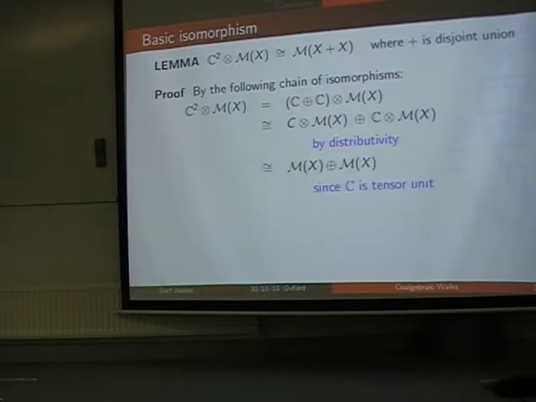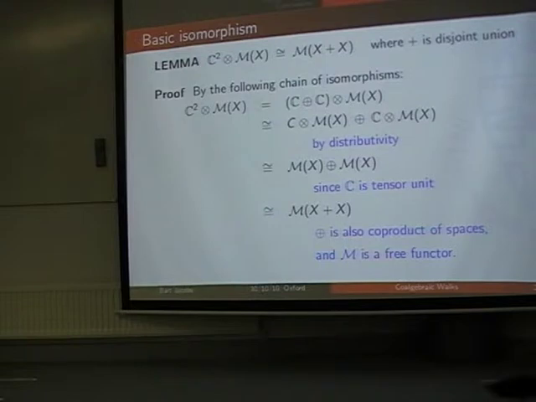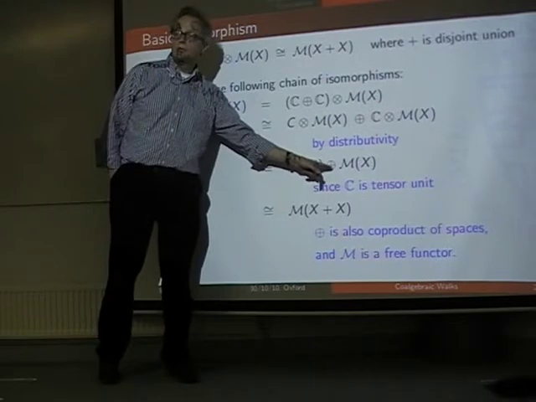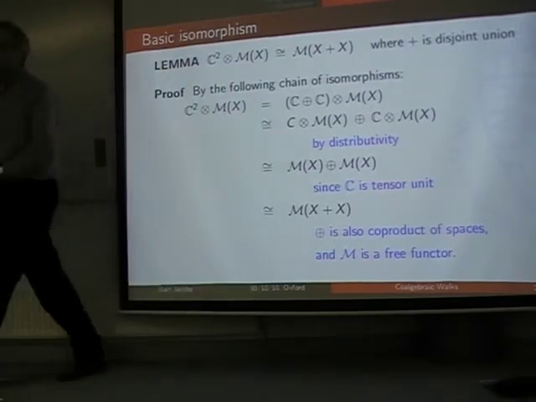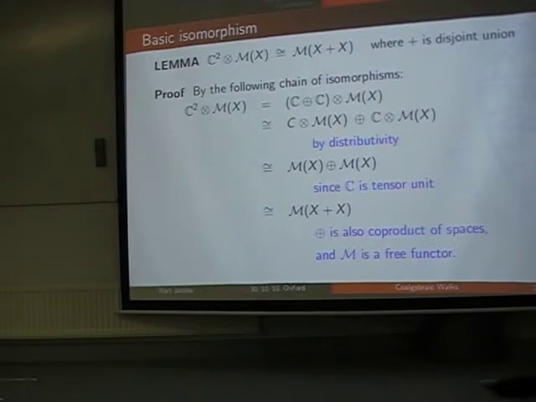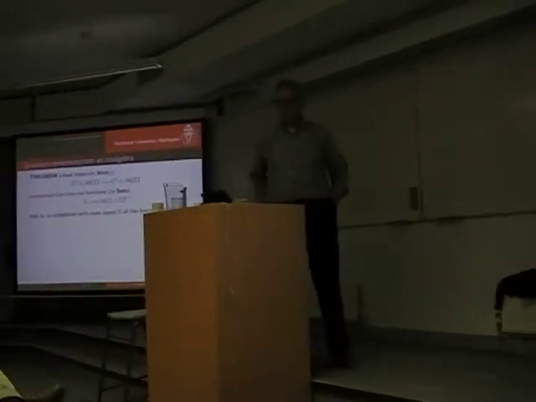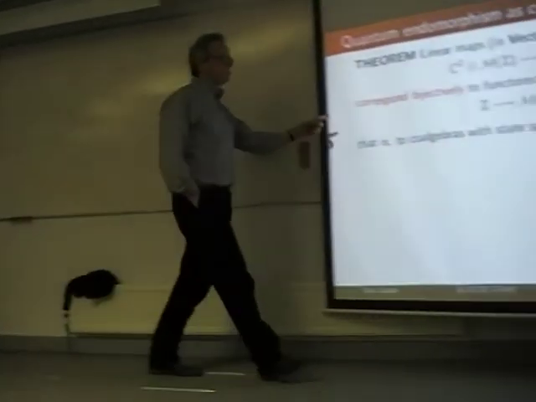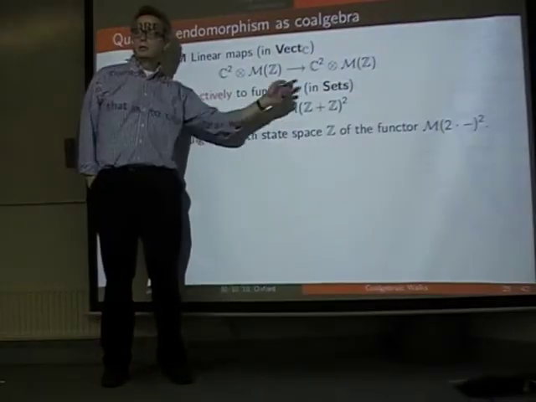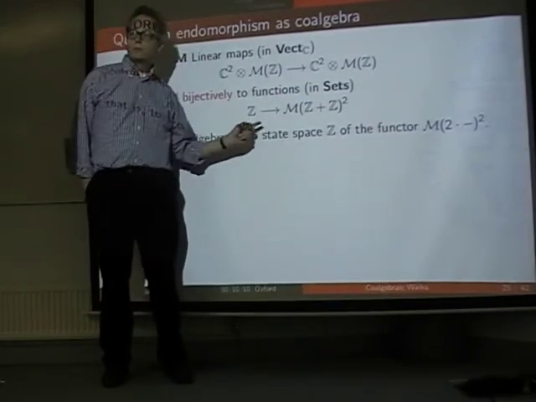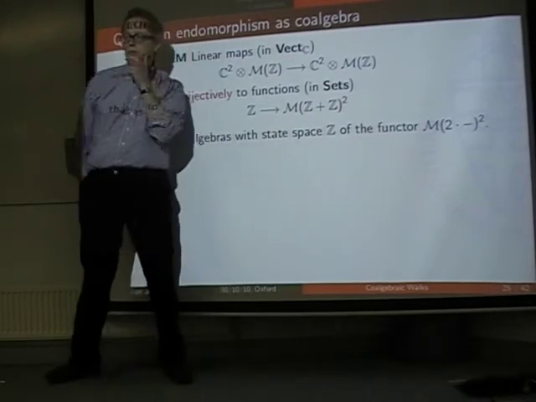Now C is the tensor unit, so it becomes this. Now the next step is M is a free vector space functor, so M preserves coproducts. And so M of this will be the coproduct in vector spaces, but plus is also a coproduct. So we get this simple description. It's very basic, but it simplifies matters a lot. Because the main theorem now is that endomaps of this form, remember this is the style I used in the beginning, correspond to coalgebras of this form. So this is the coalgebraic description.